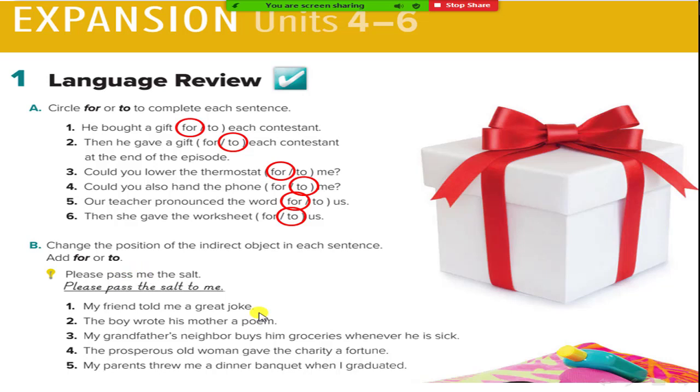Number 1. My friend told me a great joke. Yes, Yusuf? My friend told a great joke to me. Thank you, Yusuf. Number 2.